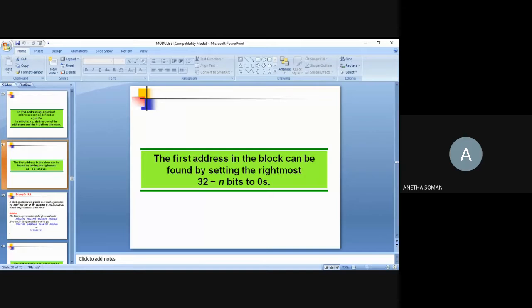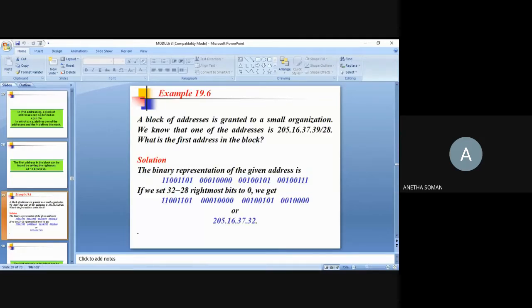As an example, suppose an organization is granted a block of addresses. Out of that, if I know one address, how will I identify the first address in the block? Now look at it. One address is 205.16.37.39, and the mask value, the /n slash notation, is 28, which is given to you.